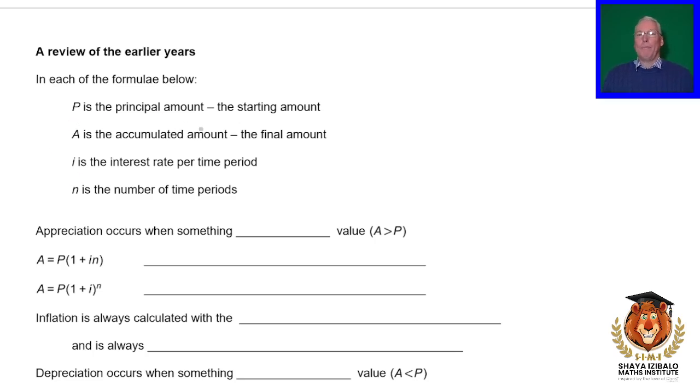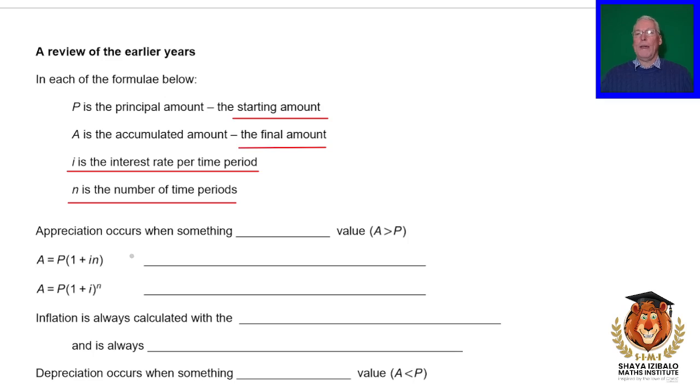P is what's called the principal amount, the starting amount. Then we've got A, which is the final amount, the accumulated amount. We've got I, which is the interest rate per period, and we'll talk more about that just now. And then we've got N, which is the number of periods. All right, and we've got four different formulae here.